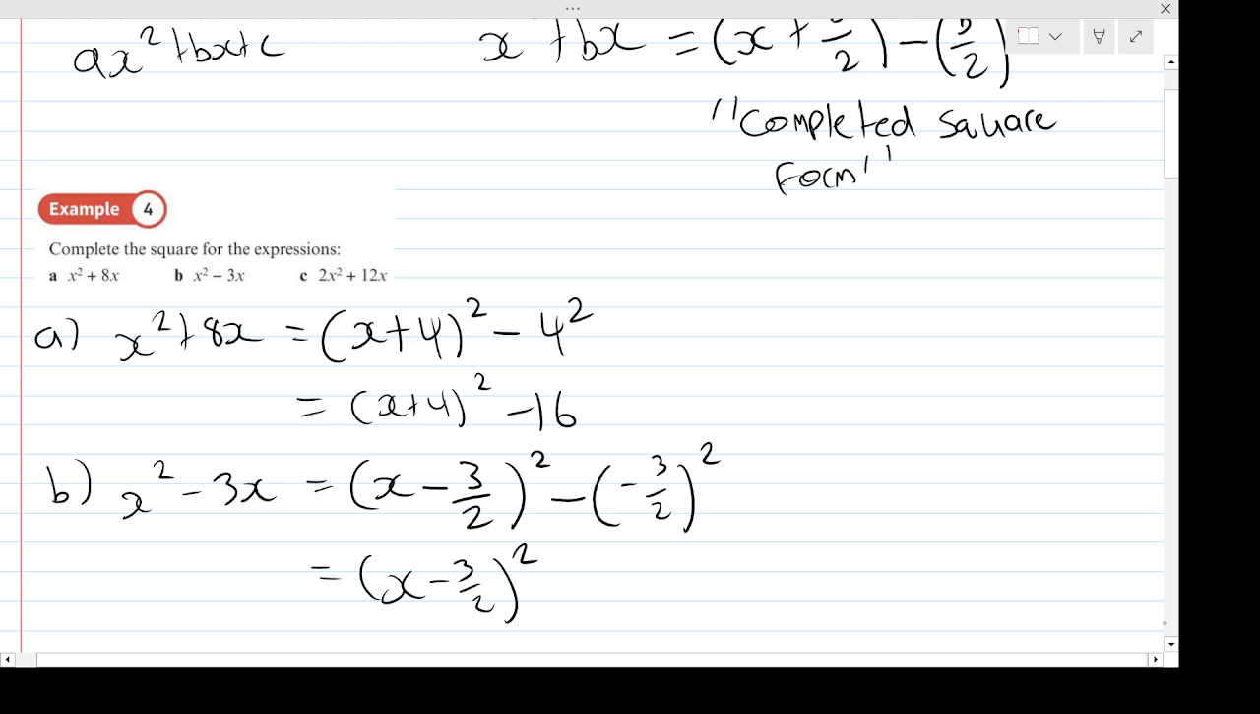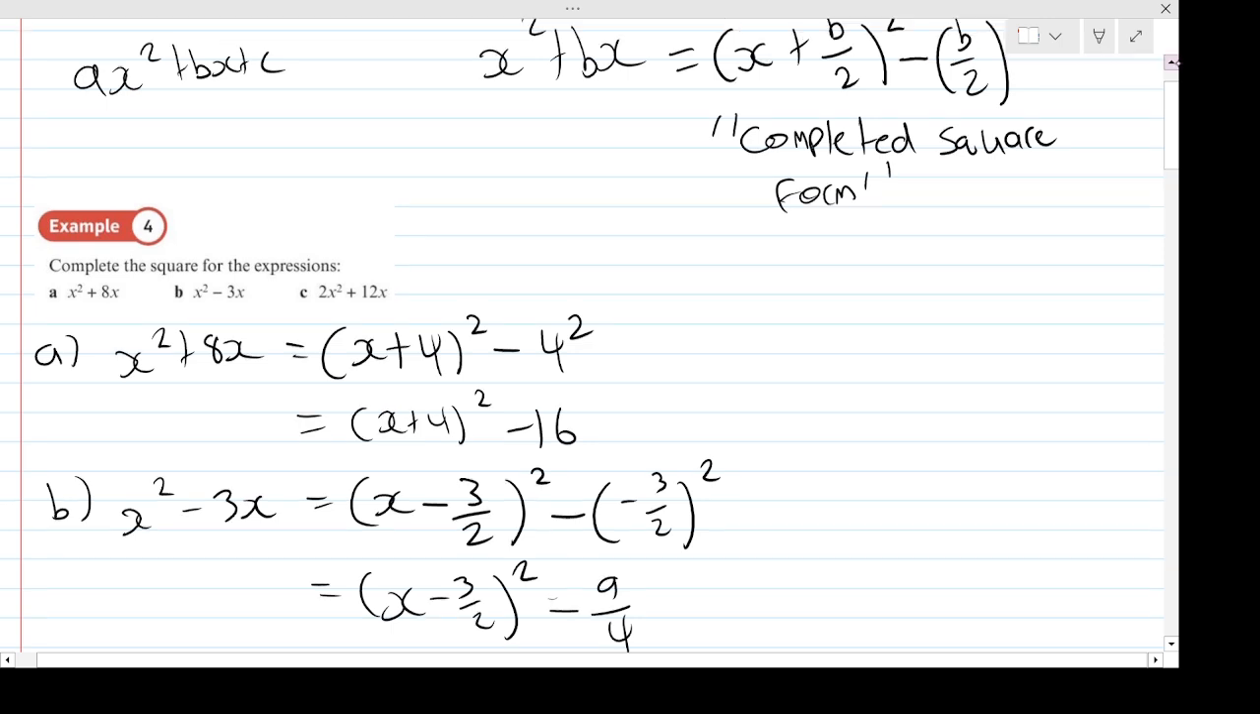And then -3/2 squared would be positive 9/4, because 3 squared is 9 and 2 squared is 4. But then I'm minusing it out because I have a minus outside the bracket, right? So it'd be -9/4, okay? And so in general, you should always be subtracting the number outside.